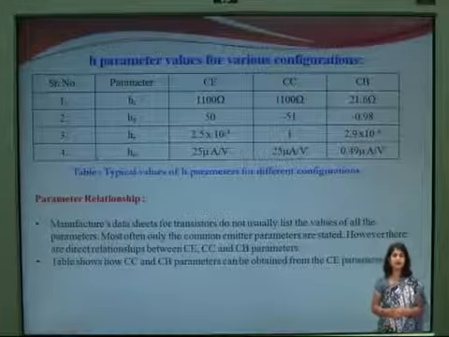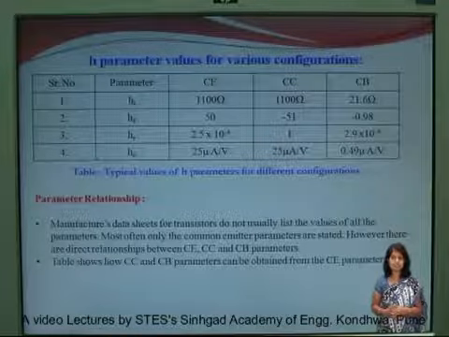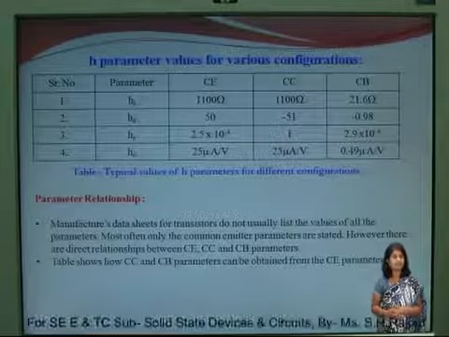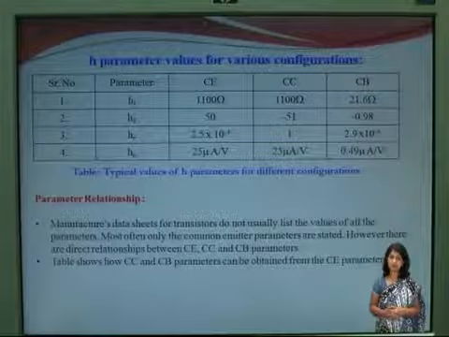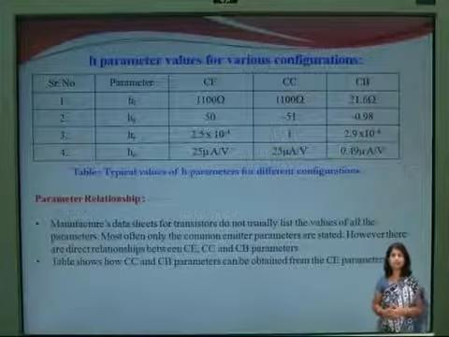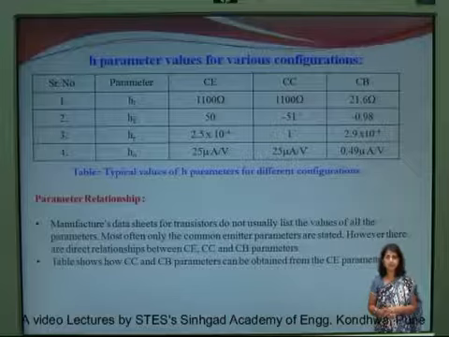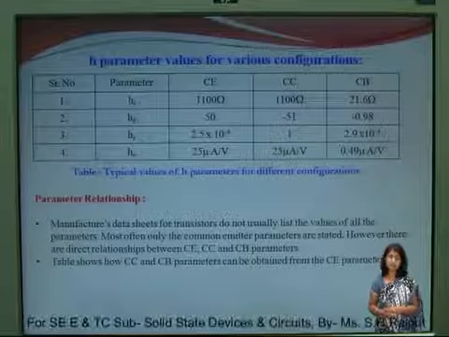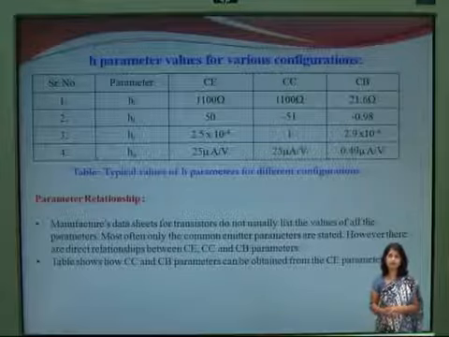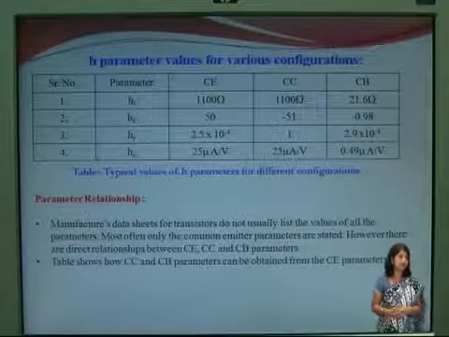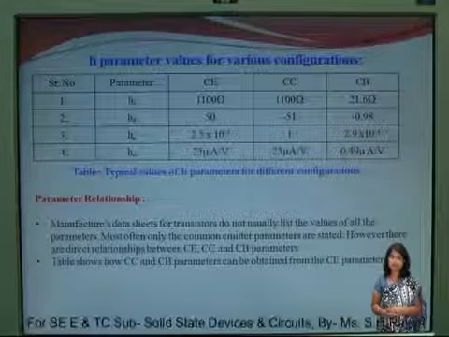Let's see now the h parameter values for the various configurations. The first parameter is hi: for CE it is 1100 ohm, for CC it is 1100 ohm, for CB it is 21.6 ohm. Let's consider the second parameter, hf, that is the forward current gain. For CE it is 50, for CC it is minus 51, for CB it is minus 0.98.